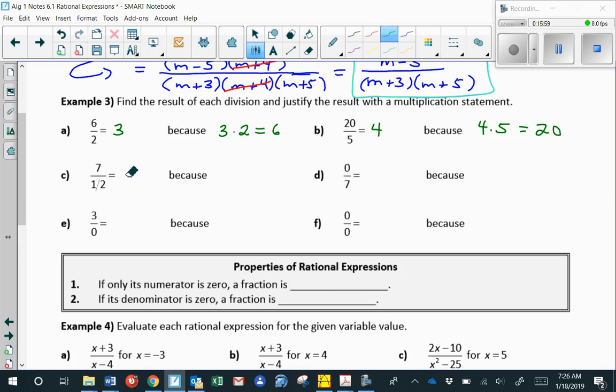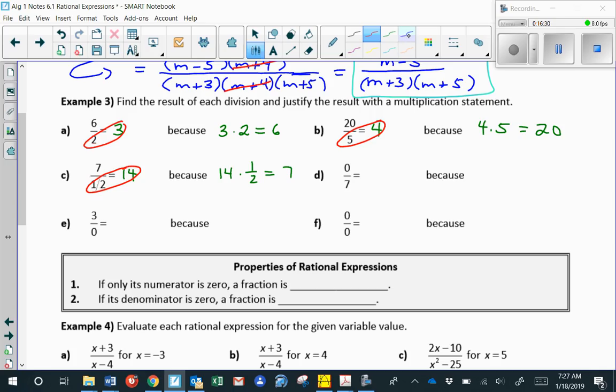7 divided by 1/2 is 14. Why is that? Because 14 times 1/2 is equal to 7. Now I want you to notice something about the check on each one of these. We're taking the result and multiplying by the denominator, or the divisor, and we should end up with a numerator if our division is checking correctly.